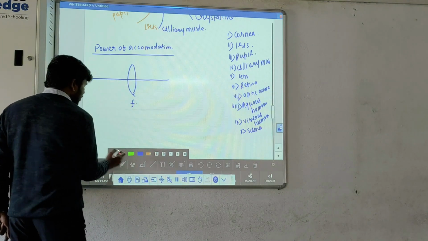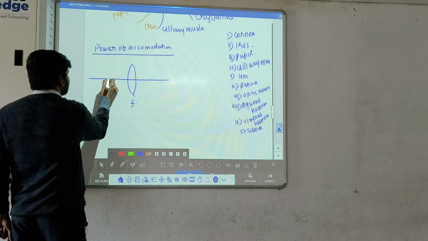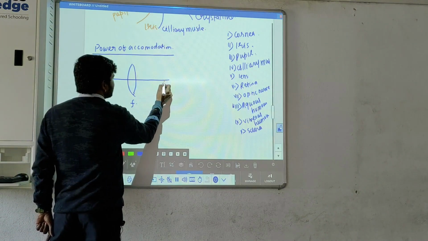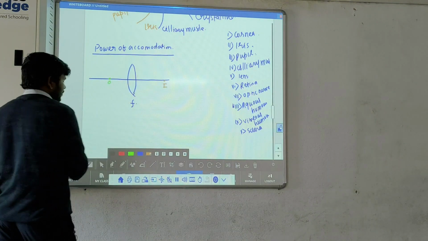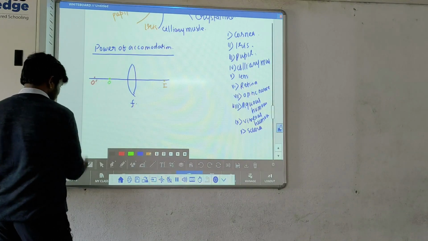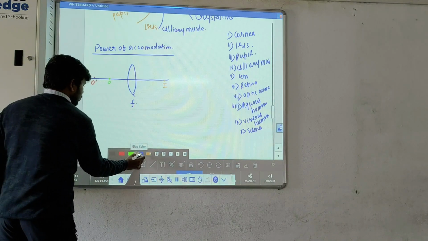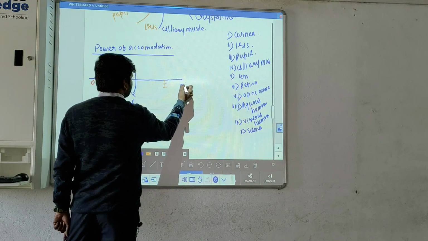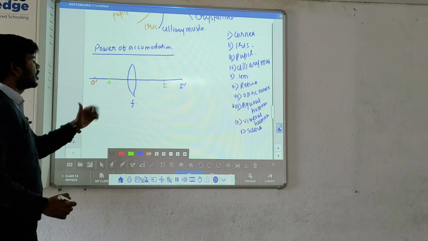Now, once you change the position of the object, suppose the object is placed somewhere here, then the image is formed here. Suppose the image is here. Once you change the position of the object, suppose now the position of the object is O dash, then the position of the image will also change. Suppose the new position of the image is I dash. So this is the case of a convex lens.